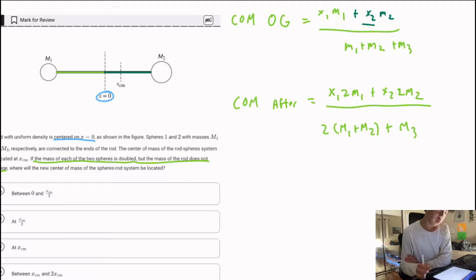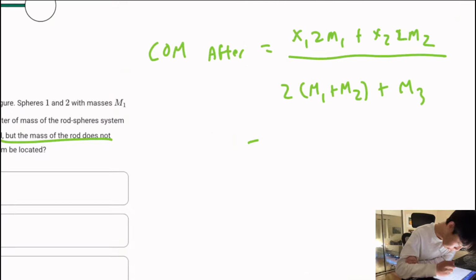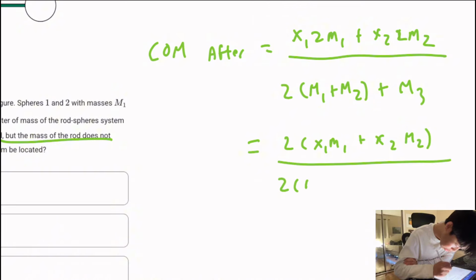So now what happens to it? Basically, let me just write it the real way, because this is actually, I'm going to be honest, kind of annoying. Keep it real, guys. Over 2 m1 plus m2 plus m3.